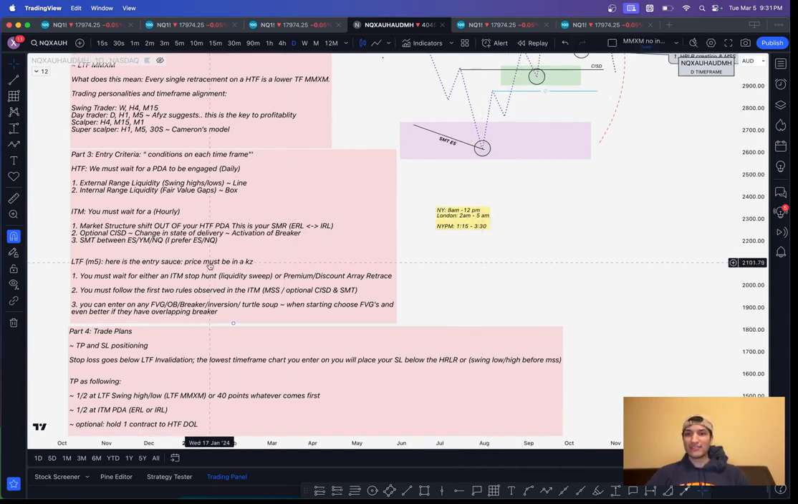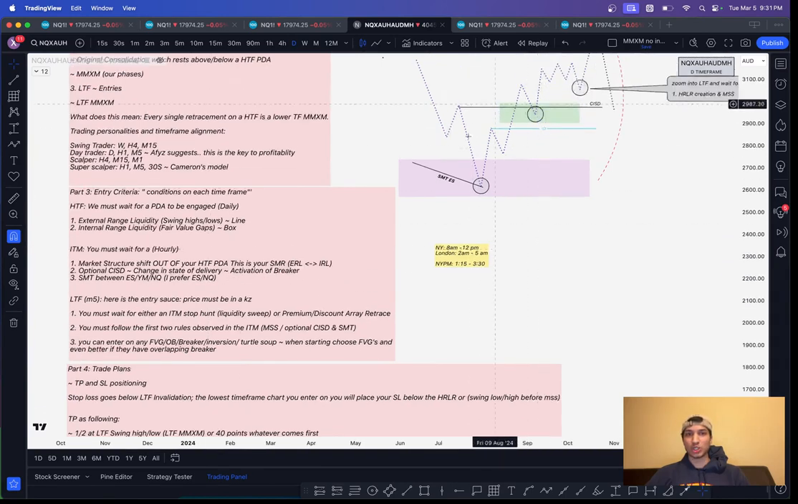Now, once you have a kill zone where you can now start to look for lower time frame entries, you have to have had both of these things happen. Higher time frame PD array must have been engaged. So this happened the day before. Then we wait for our hourly market structure shift out of this area and SysD with SMT.